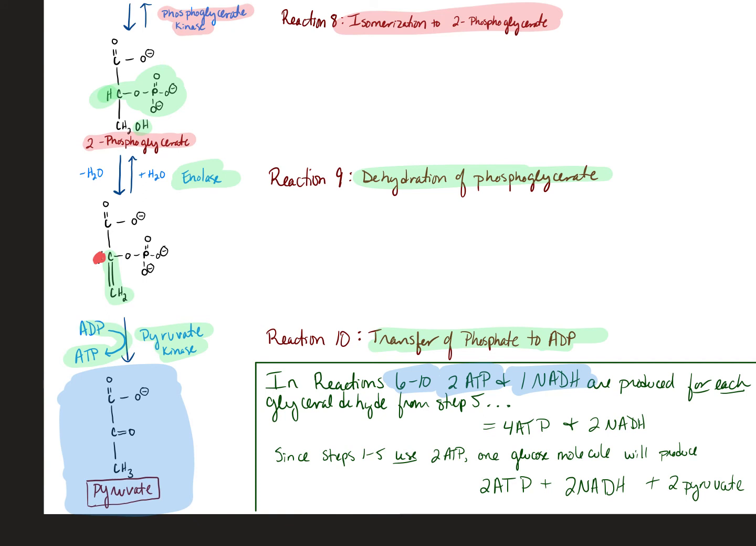So that means that our net for 1 molecule of glucose is 4 ATP and 2 NADH. But if you remember, steps 1 through 5 use 2 ATP. And so what that means is what we get out of glycolysis for 1 molecule of glucose is 2 ATP, 2 NADH, and 2 pyruvate, just like I told you at the very beginning of this video.